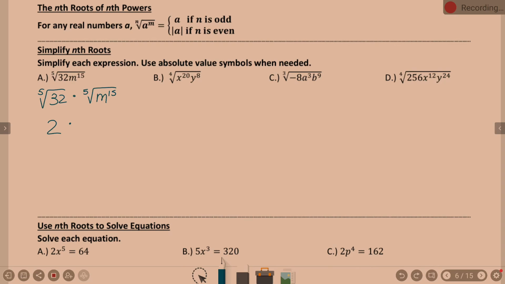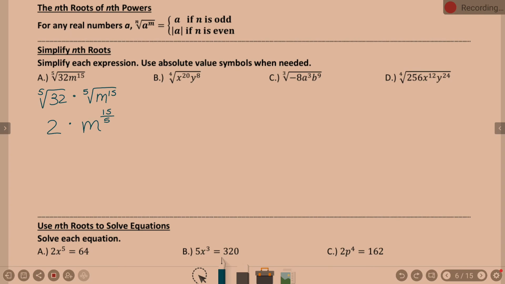So this is going to be m to what power? I think I heard it. 15 fifths. Okay. Yeah. I'm going to start by saying 15 fifths, because the index of the root, the 5, is the denominator. Your power, the 15, is the numerator. So your brain can think through this as m to the 15 over 5.